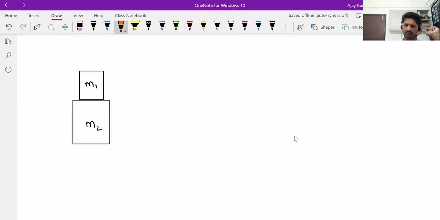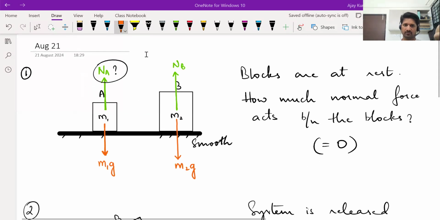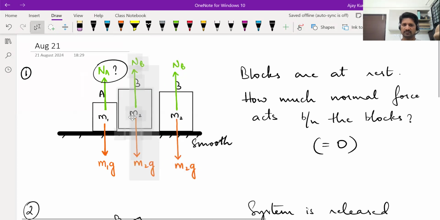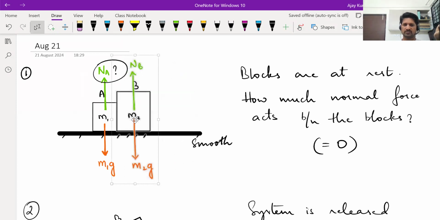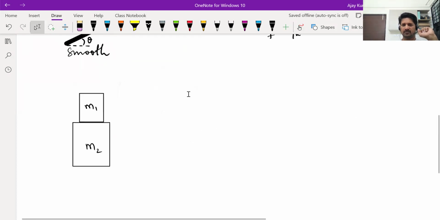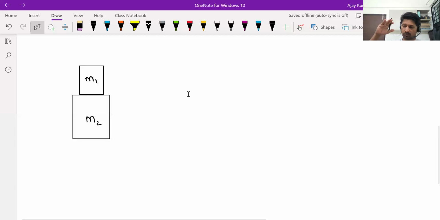Yes, sir. Why? Because they're in contact. No, just because they are in contact, it doesn't mean they exert normal force. Like in the last question we saw, A and B, when they were side by side. It was not necessary that they exert normal force on each other, even when there was contact. So the actual question is whether one block pushes the other block or just touches the other block. Anyone?